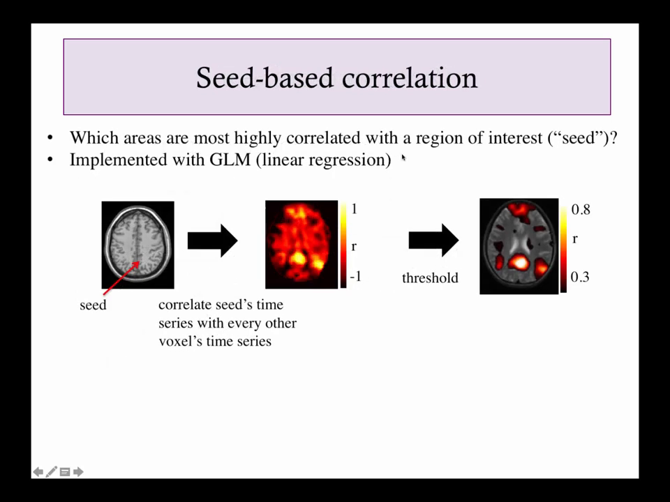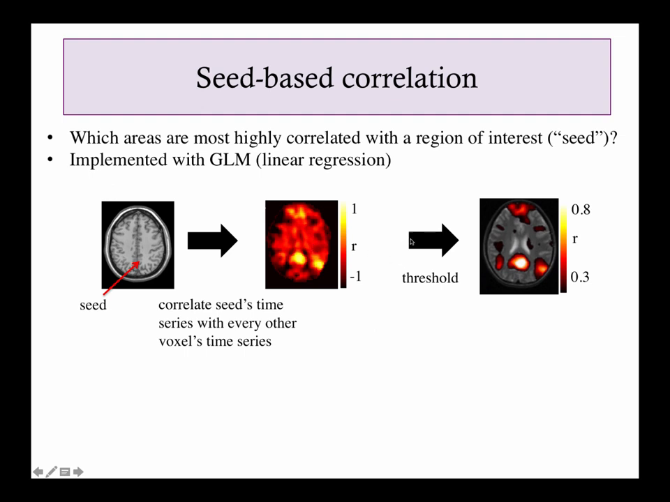to be applied. And it asks the question, which areas are most highly correlated with a specific region of interest called the seed? So the way it works is that you choose some region of interest or voxel called the seed, and then you extract its time series across the resting state scan, and then you correlate that voxel's time series to the time course of every other voxel in the brain, and you can represent every other voxel's correlation with that seed in a map like this, where this is the correlation coefficient.